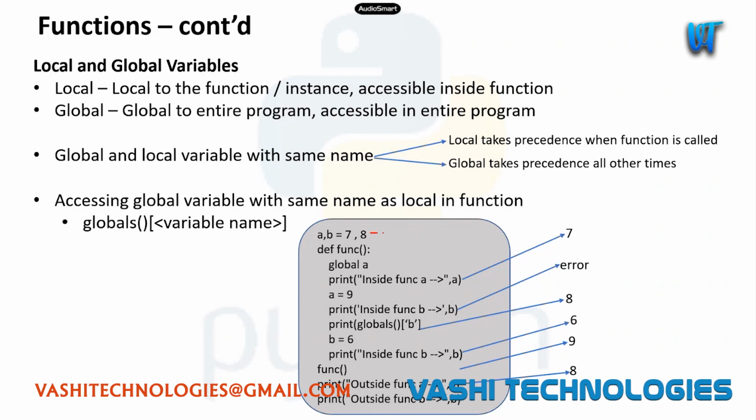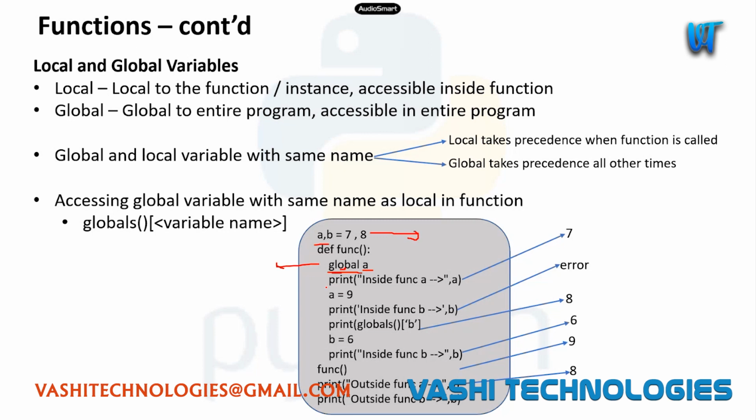If you see here, I have A equal to 7 and B equal to 8. These are my global variables. And I am using this global keyword. If I need to access this global variable within a function, I can use the global keyword. The global keyword specifies that this variable is a global variable, not local to the function. But I'm trying to use it in my function.